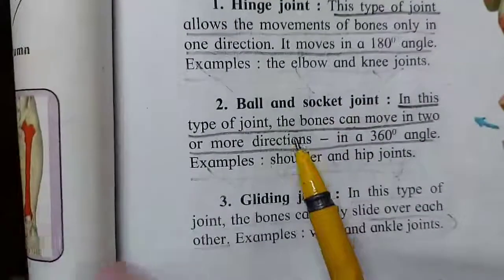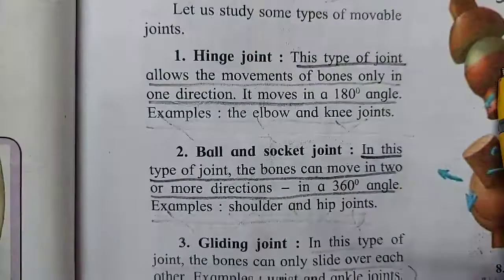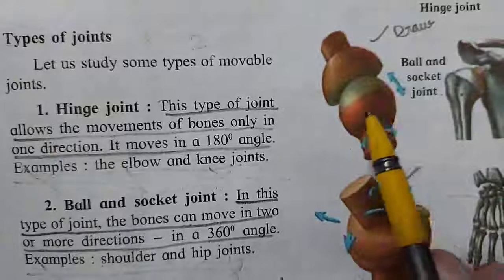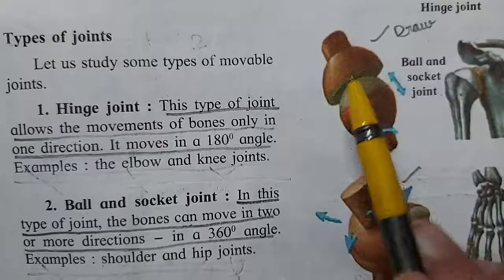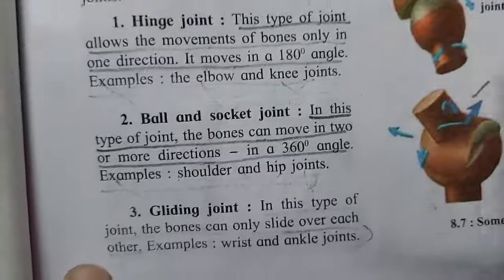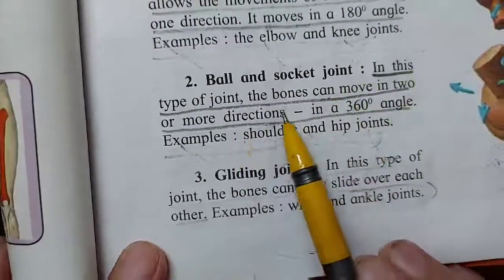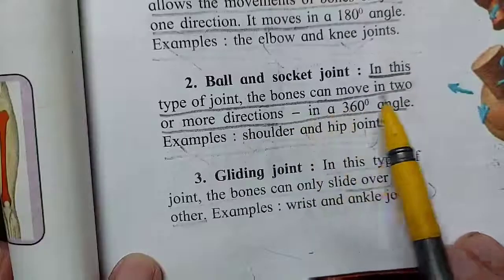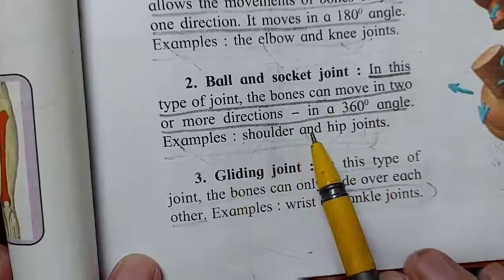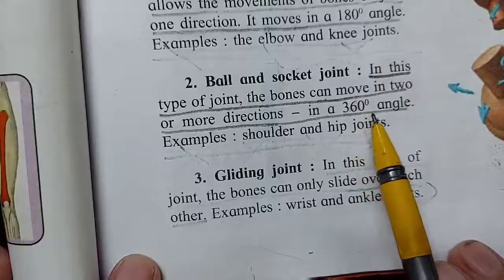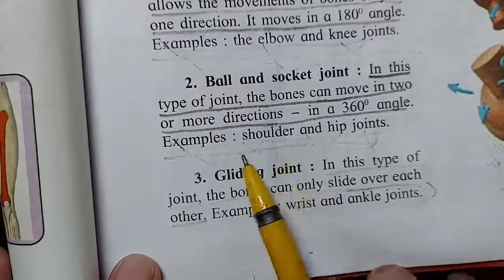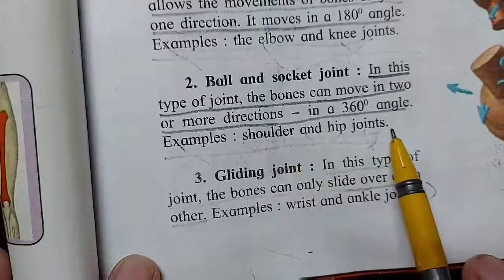Now coming to the ball and socket joint. This is a ball and socket joint. You can see the ball is fixed into a socket. This is called a ball and socket joint. In this type of joint, the bones can move in two or more directions, in a 360-degree angle. For example, your shoulder and your hip joint.